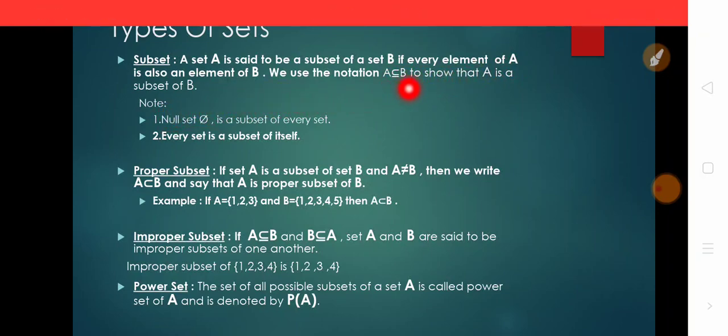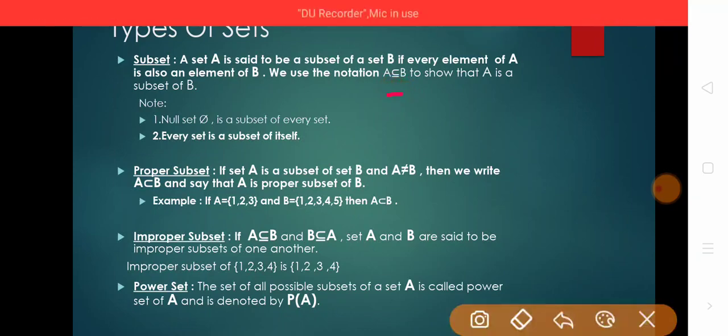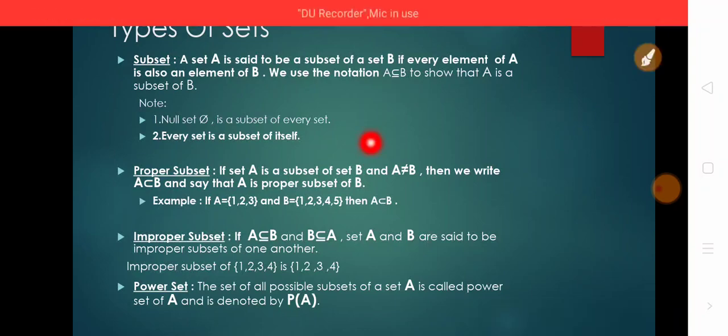And how are we going to write it? A is a subset of B. This is the sign of subset, like this. Okay. Now the examples: the null set is a subset of every set. The null set is a subset of every set. And the second thing is, every set is a subset of itself.